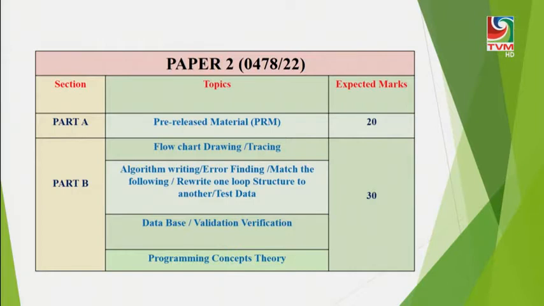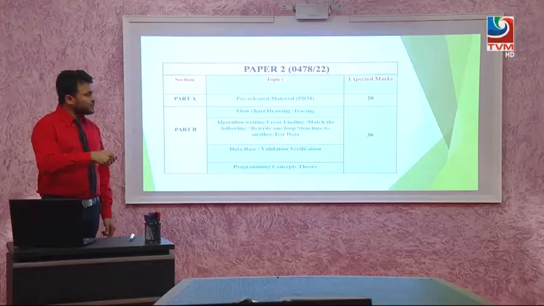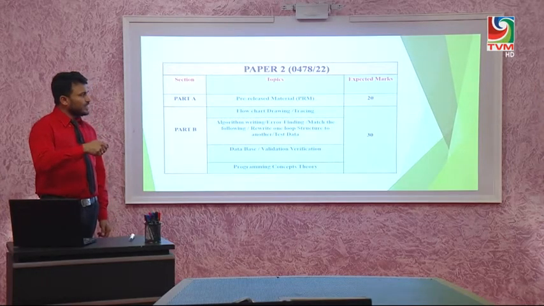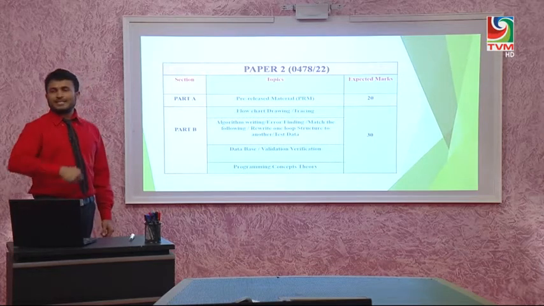In paper 2 you have two sections. One is part A and the second one is part B. Part A consists of a pre-release material which is for 20 marks, and part B consists of flowchart drawing, tracing, algorithm writing, error finding, match the following questions, one loop structure to another loop structure, test data, databases, validation, verification, and programming concepts. All together you will get 30 marks and 20 marks is the pre-release material question.